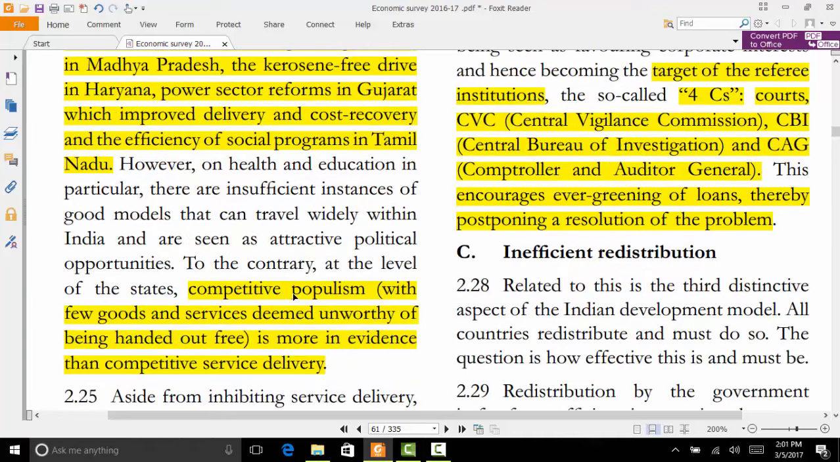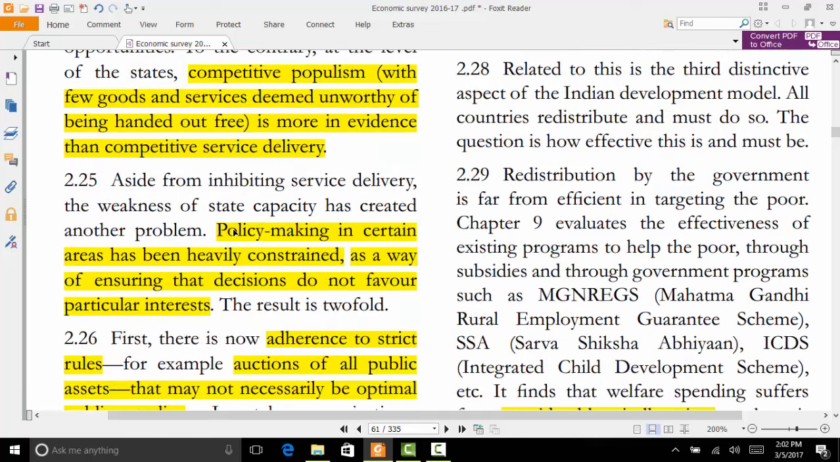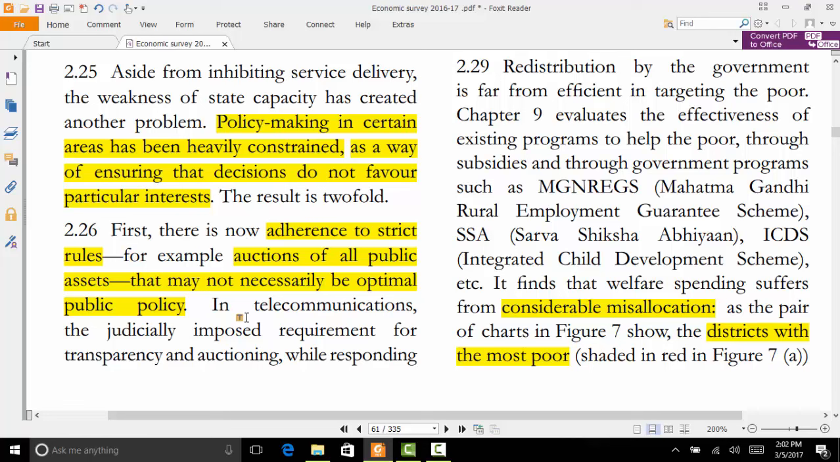Then again it says competitive populism is more in evidence than competitive service delivery. What is populism? Free goods, with few goods and services deemed unworthy of being handed out free. Then it discusses further.